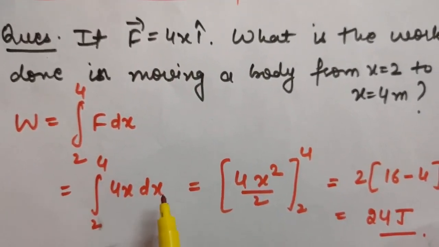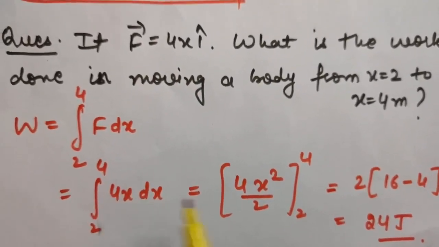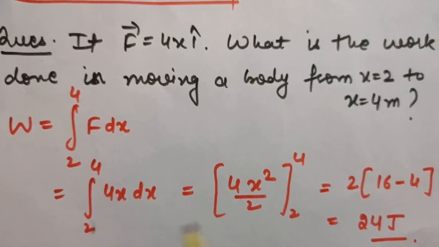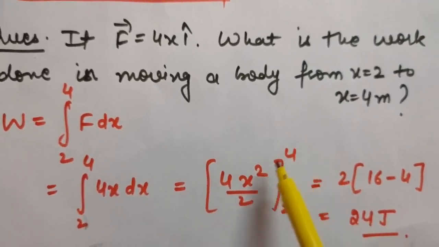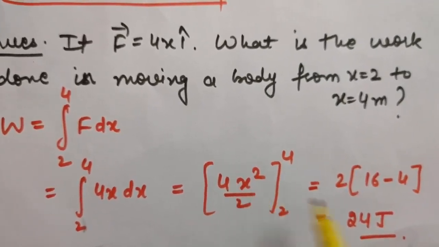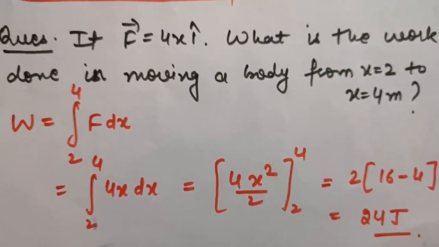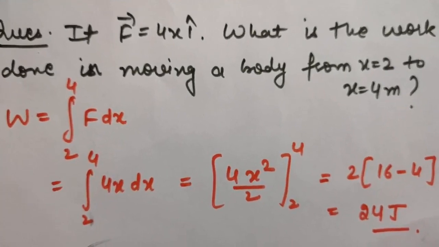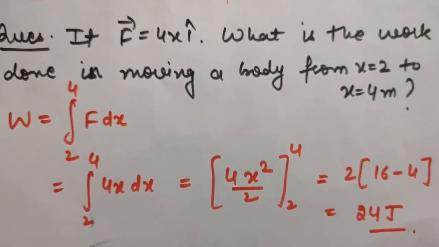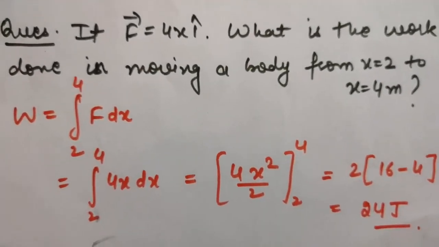Now you know very well how to do integration. 4 is a constant, it will come outside. This will be x square by 2. So just solve it by putting upper limit minus lower limit. So you will get the answer to be 24 joules. This is how we can calculate the work done. Or if a graph is given, then you can calculate the area under the graph for the variable force.